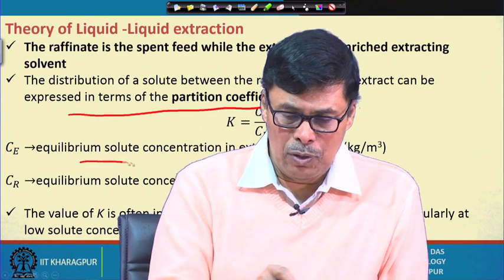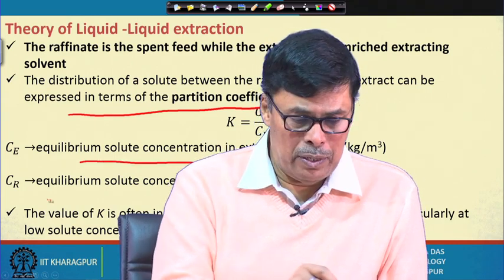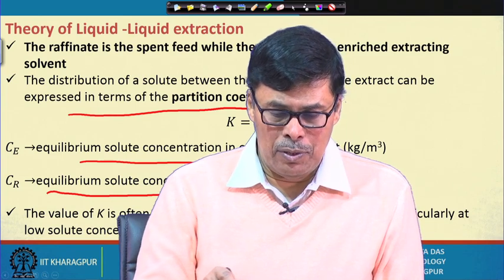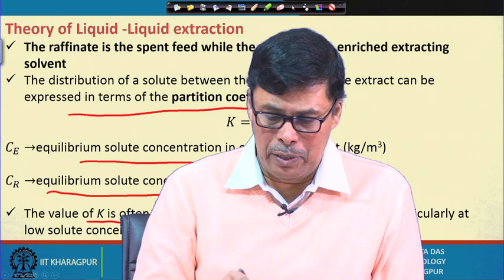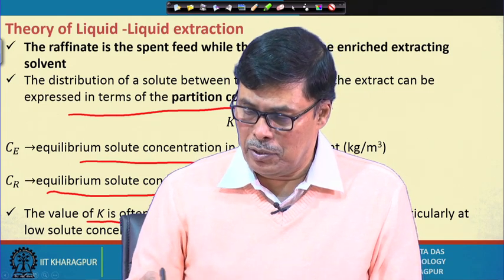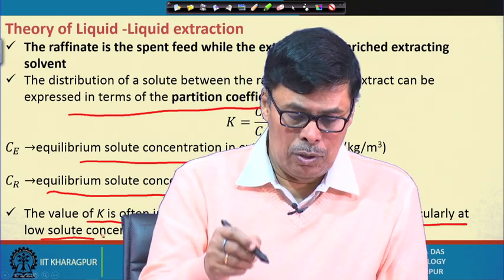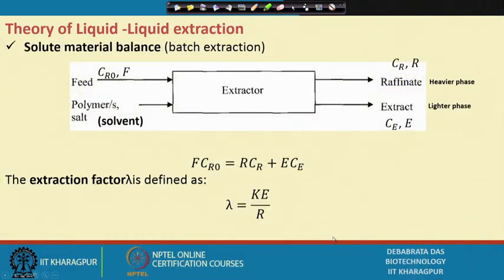So, K is equal to C by Cr. C is the equilibrium solute concentration in the extracting solvent, and Cr is the equilibrium solute concentration in the raffinate, and the value of K obtained is independent of the solute concentration, particularly at low solute concentration. So, this is how we can do the material balance. Suppose this is the feed that we have, and this is the polymer salt that we have as a solvent, and this is the raffinate, the heavier phase, and this is the lighter phase with the extract.